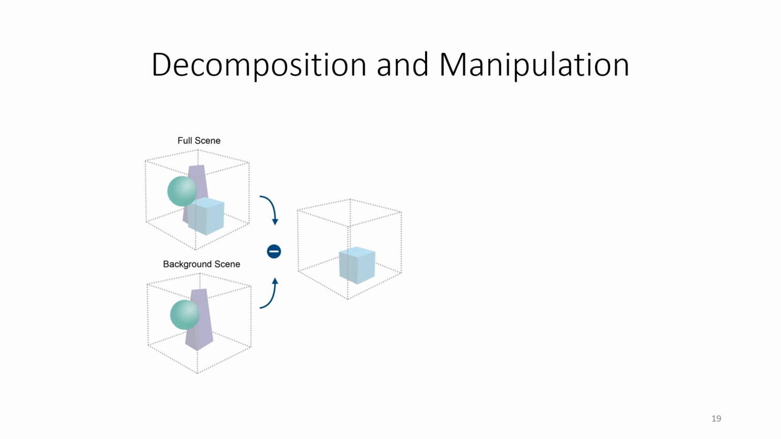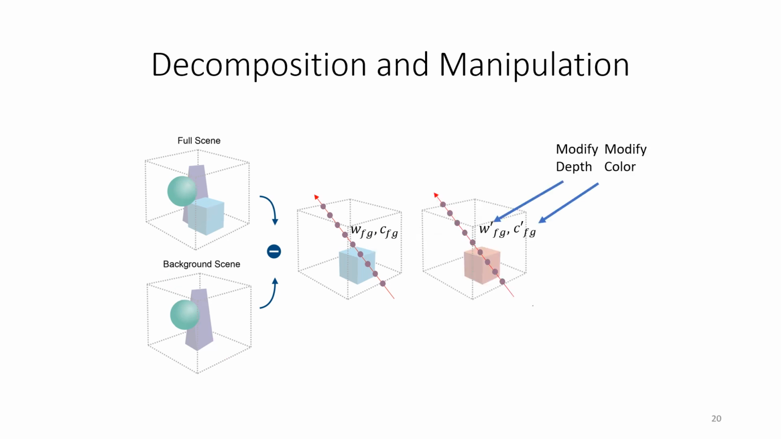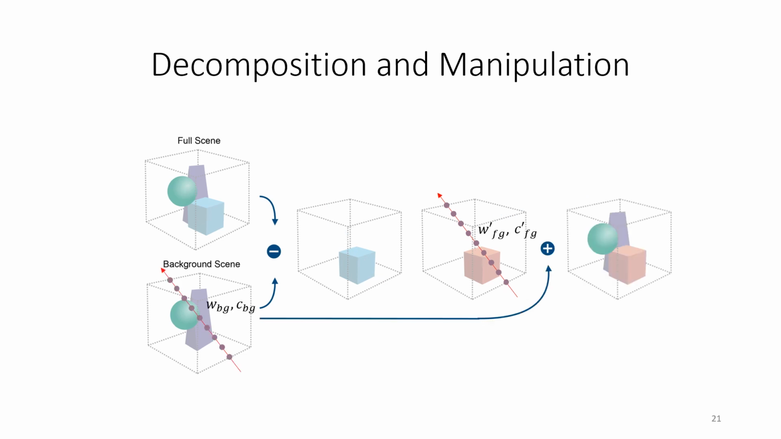So now we have the volumetric representation of the full scene and the background scene. We can now obtain the foreground volume by subtracting, for each point along the ray, the weight of the background from the weight of the full scene, and the color of the background from the color of the full scene. We can now modify the foreground volume by modifying the weights or the color values. In particular, modifying the weights affects depth. We can then add the volumetric foreground object back onto the unmodified background scene by adding the weights and colors for each point along the rays.